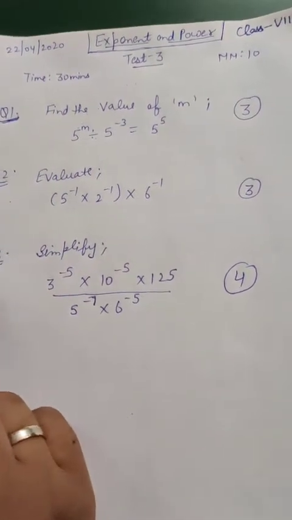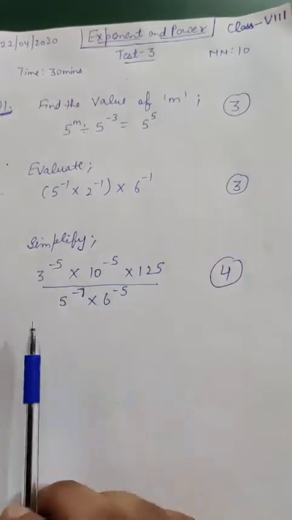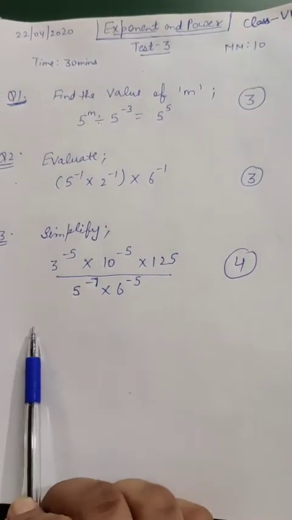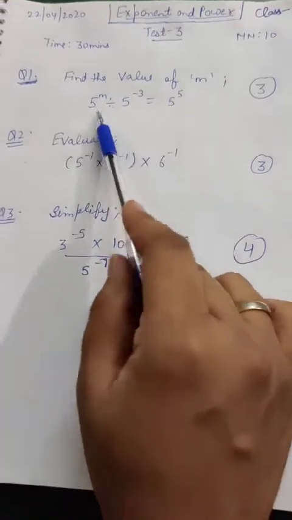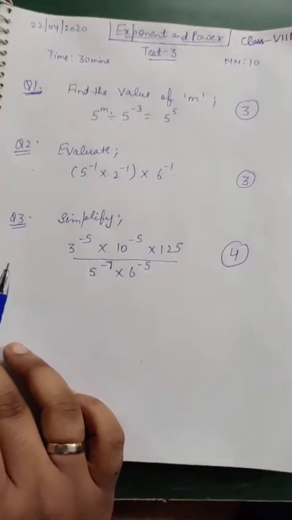Good morning, students. So today is the test of exponents and powers, and these were the three questions from your NCERT book only. The first question is find the value of m, and the second and third questions are based on the evaluation and the simplification.